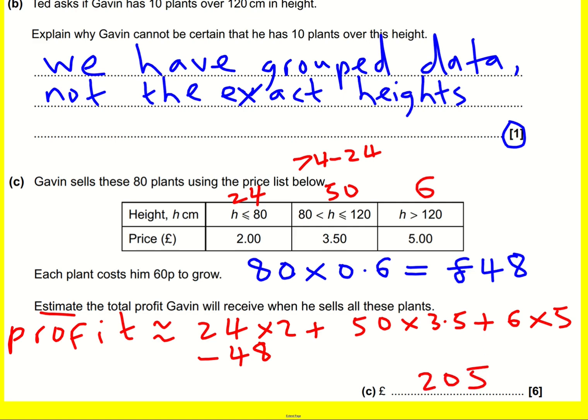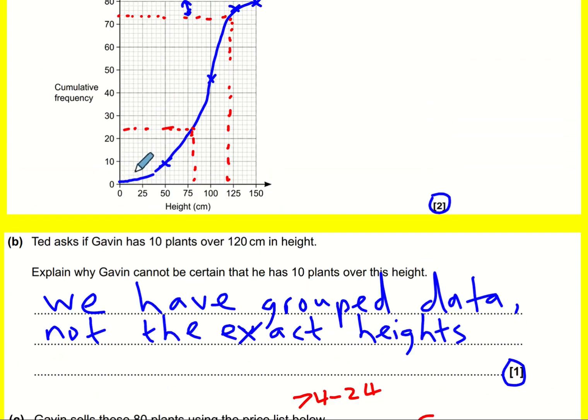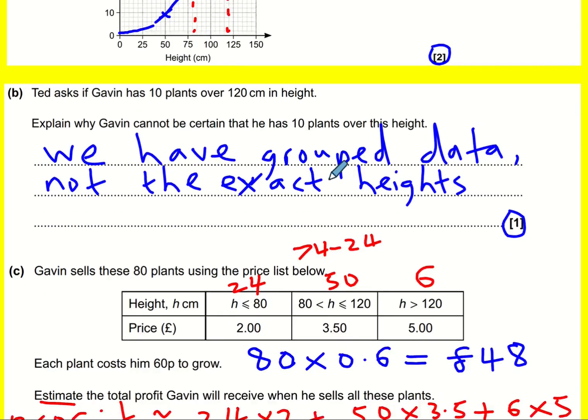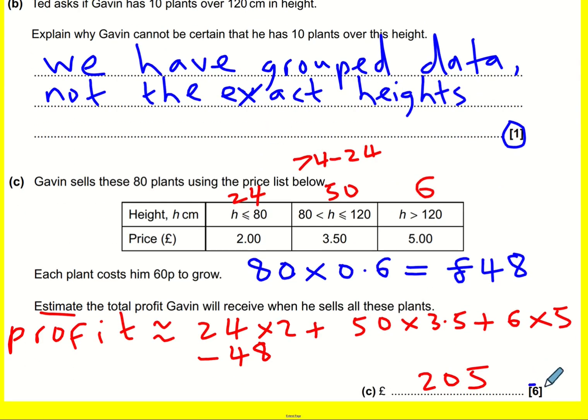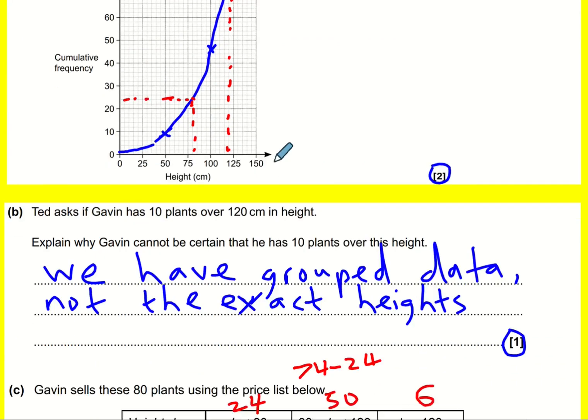there or thereabouts. I don't actually have the figure with me, but there will be some sort of leniency either way for that. As long as you've read accurately off your graph and your graph looks roughly like this, then you'll be okay. Quite a tricky little one, that last bit on cumulative frequency, but hopefully that makes sense.